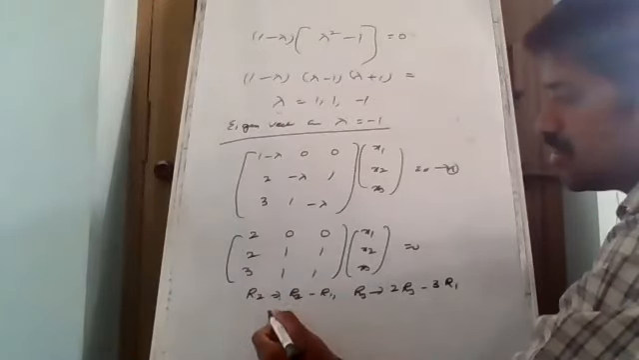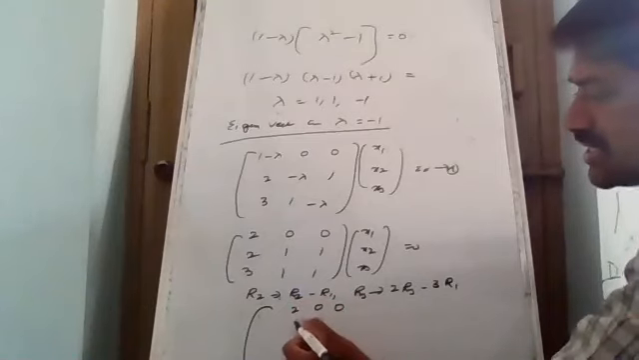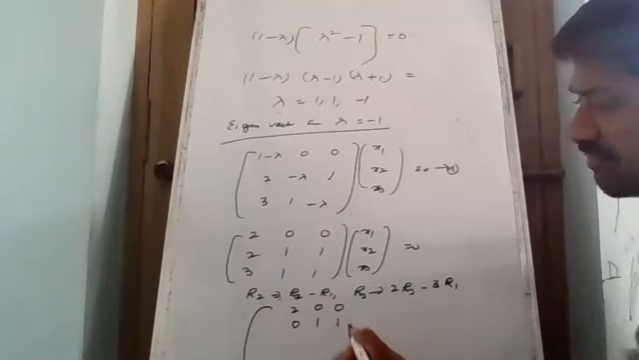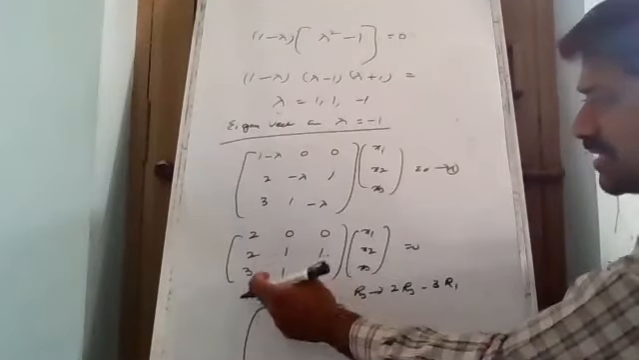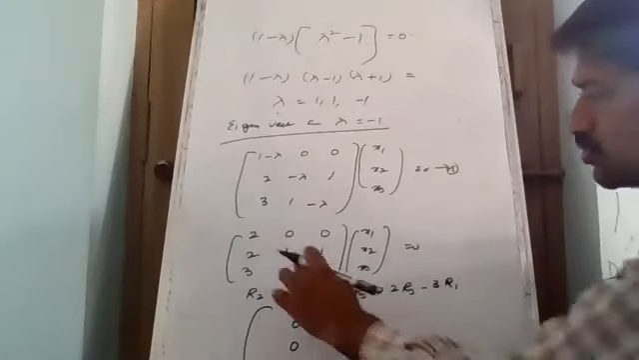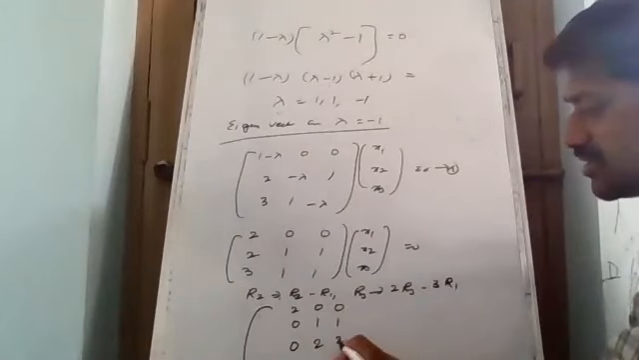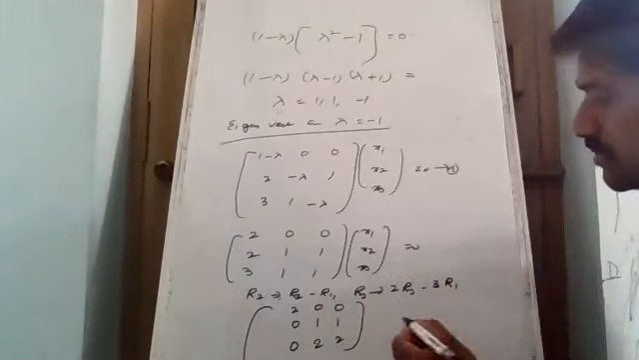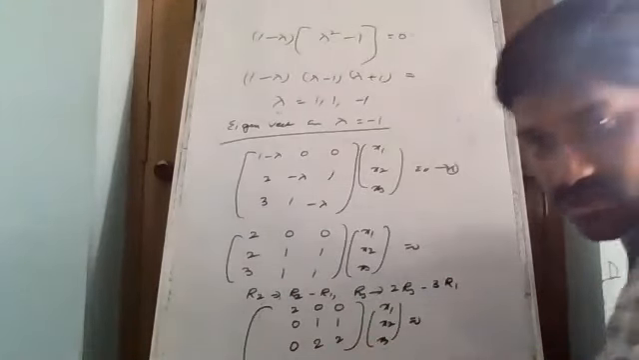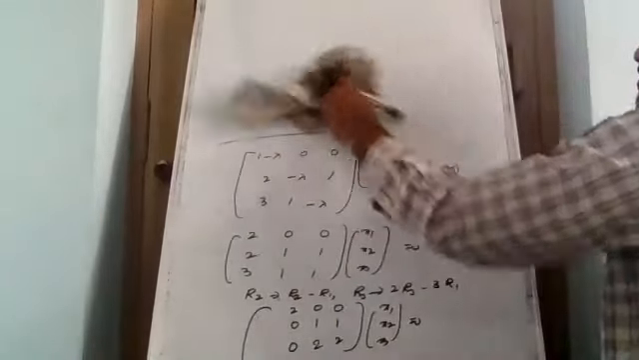So that equation becomes: the first row is the same, 2, 0, 0. Second row, R2 minus R1, 0, 1, 1. Third row, R3 gives 2R3 minus 3R1, into x1, x2, x3 is equal to 0.